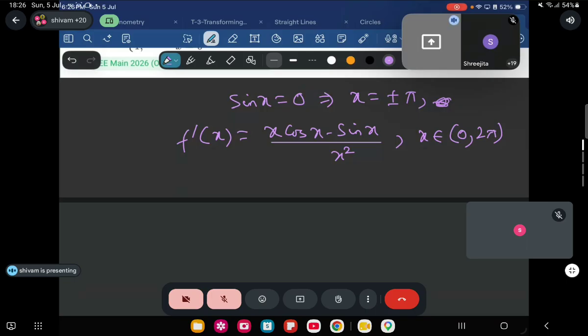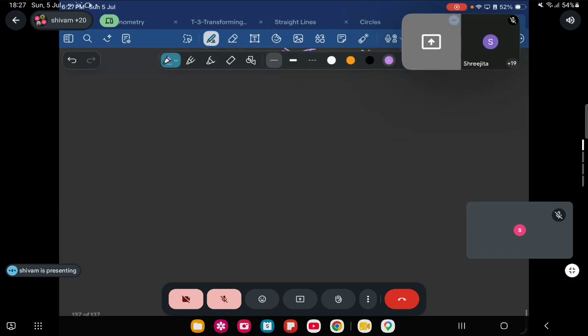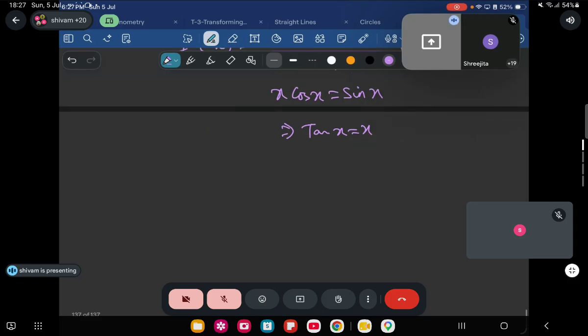So f dash x is equal to 0, right? What have we got? x cos x is equal to sin x. Tell me, this implies tan x equal to x. We just need to check tan x is equal to x at how many points in 0 to 2 pi. Understood? Tell me, are you getting, Rhythm?